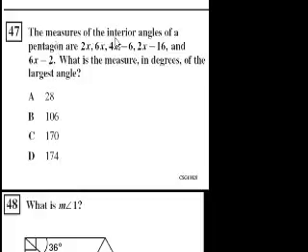47. The measures of the interior angles of a pentagon are, okay, they give us 2x, 6x, 4x minus 6, 2x minus 16, and 6x plus 2. What is the measure in degrees of the largest angle? Okay, so first of all, we have to remember what is the sum of the interior angles of a pentagon. And that's where I just draw an arbitrary pentagon. Let me see if I can do that.